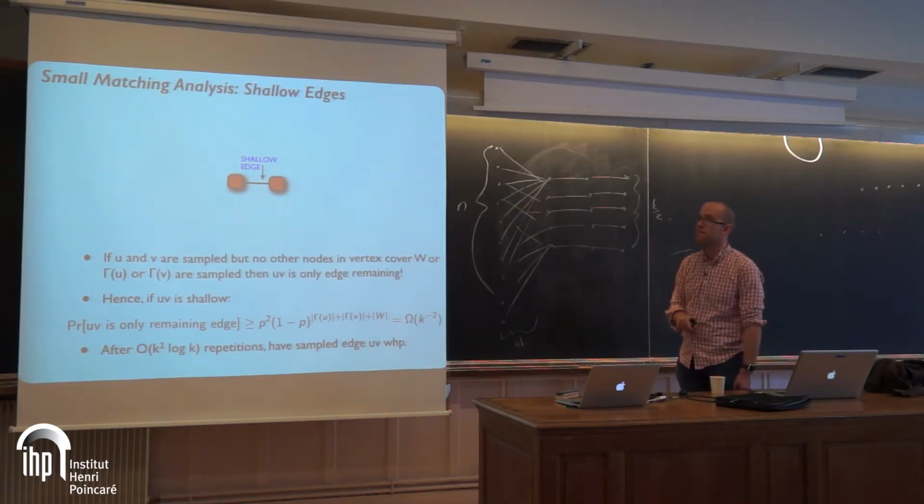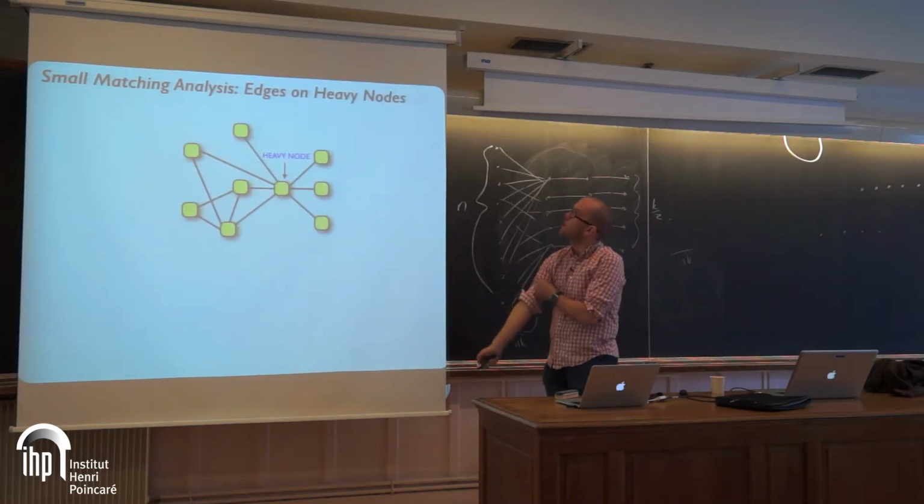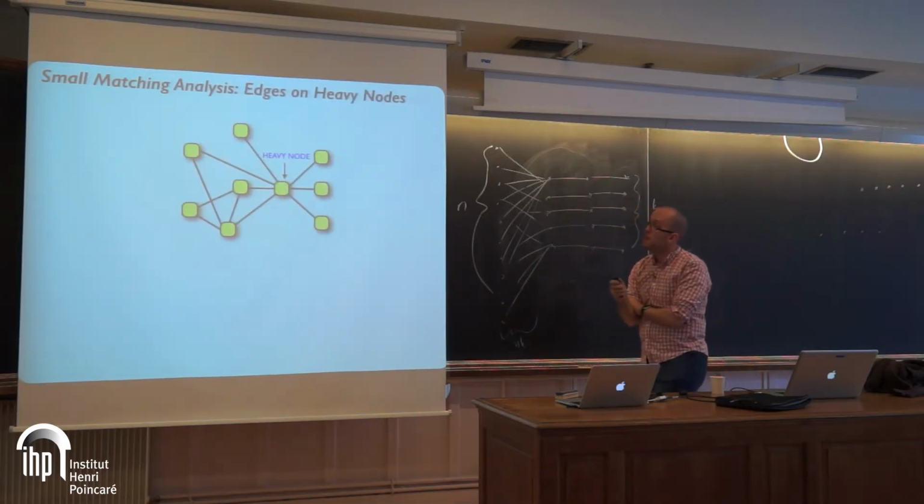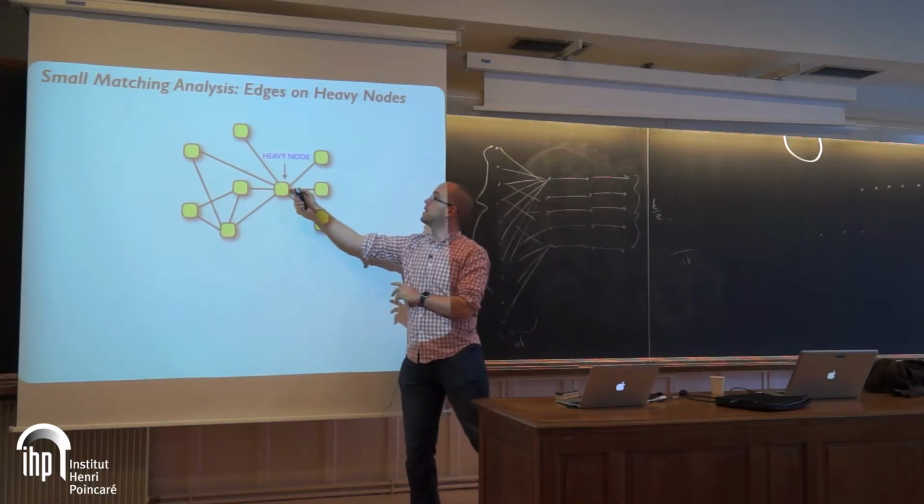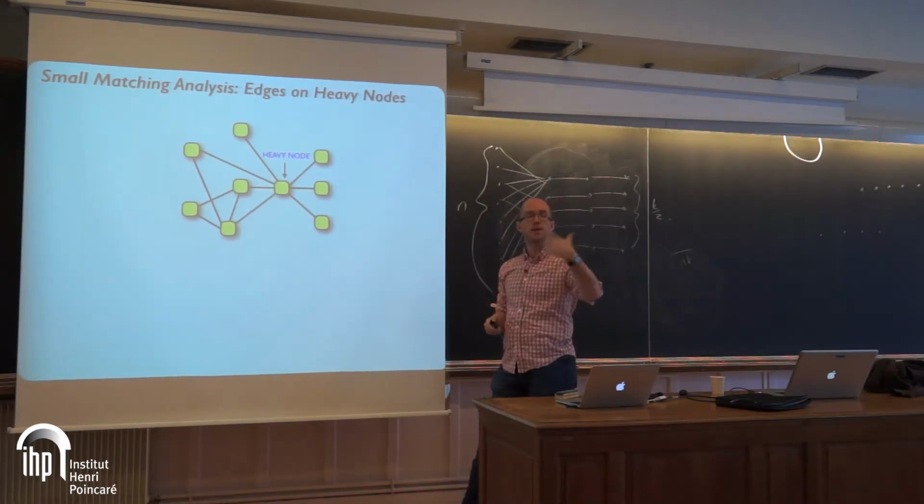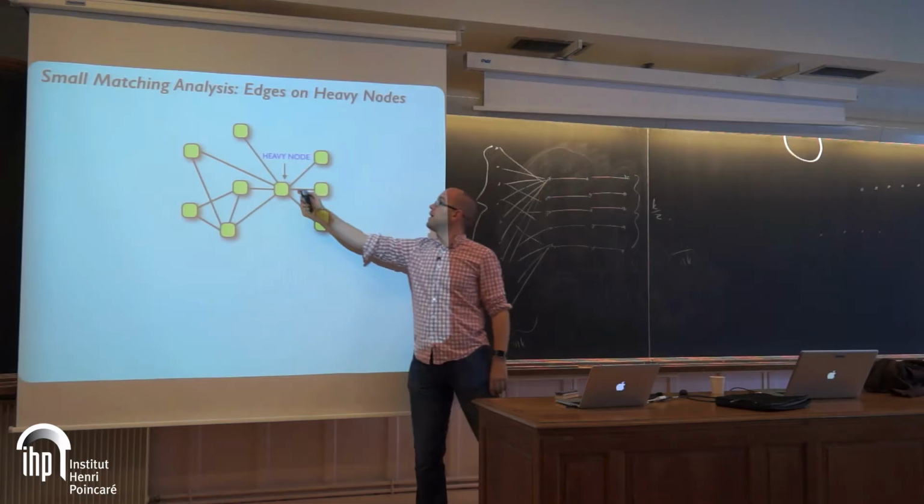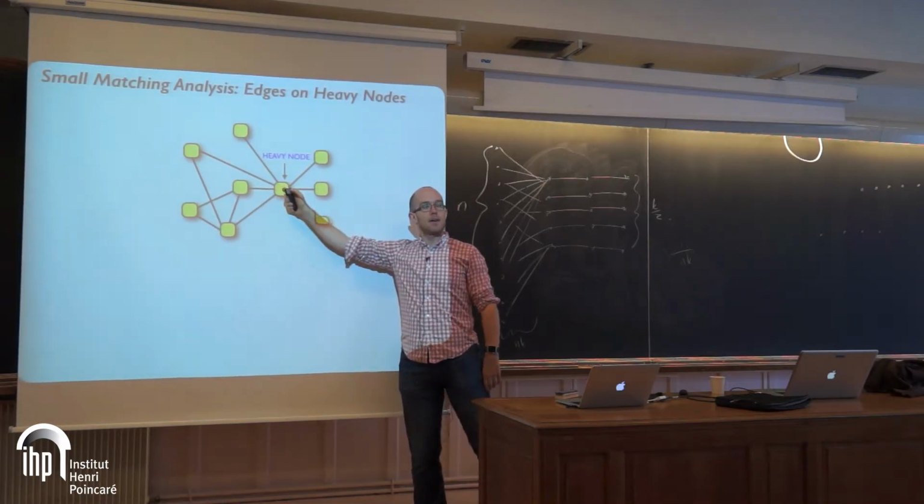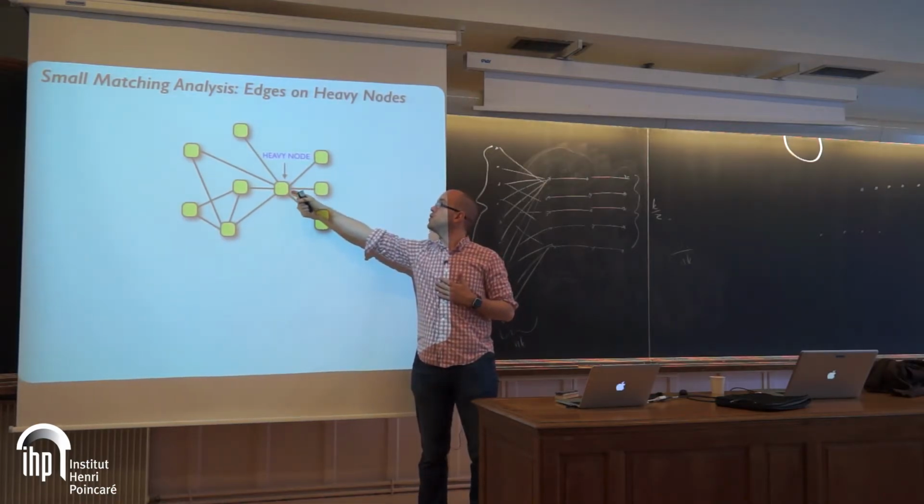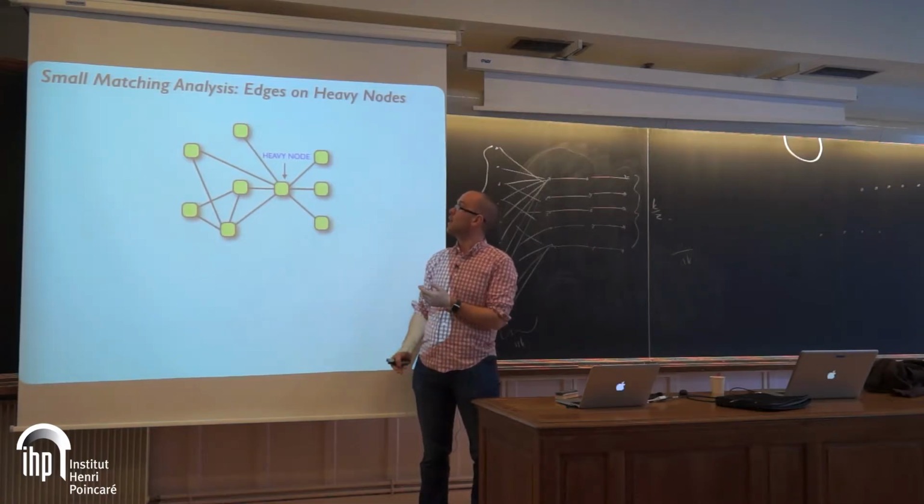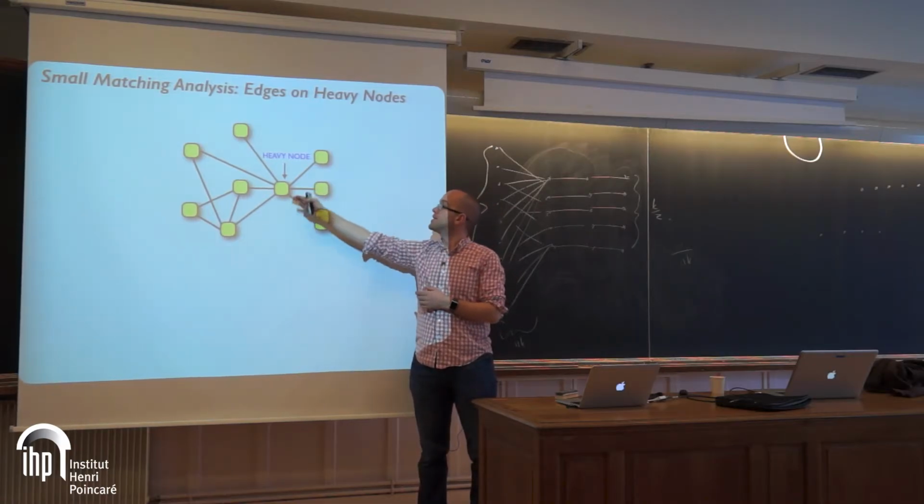Okay. So this was just for one Snape sample. I will sample this shallow edge with probability about 1 over k squared. So if I take k squared log k repetitions, if I repeat this sampling procedure a bunch of times, then I'll sample the edge UV with high probability. Any questions? Okay, awesome.